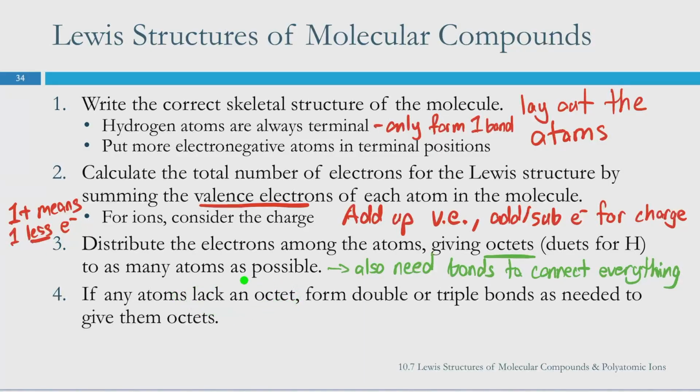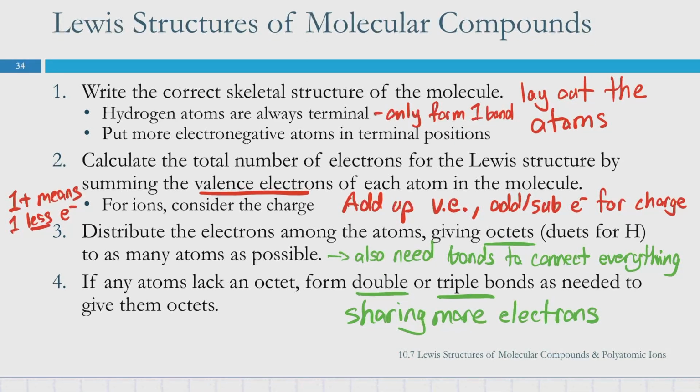If any of our atoms doesn't have an octet at that point, then we can form double or triple bonds, thereby sharing more electrons to get up to octets.